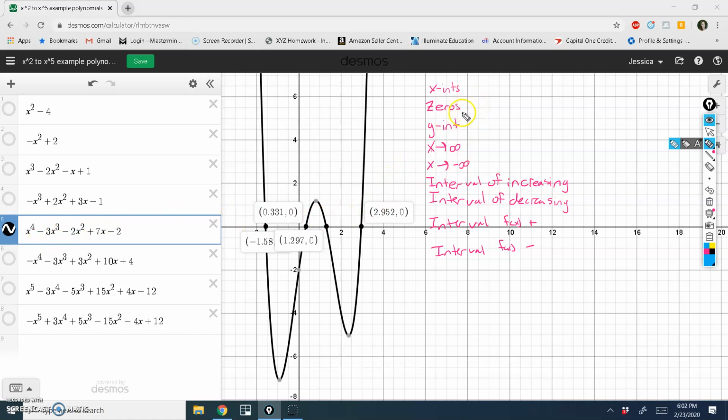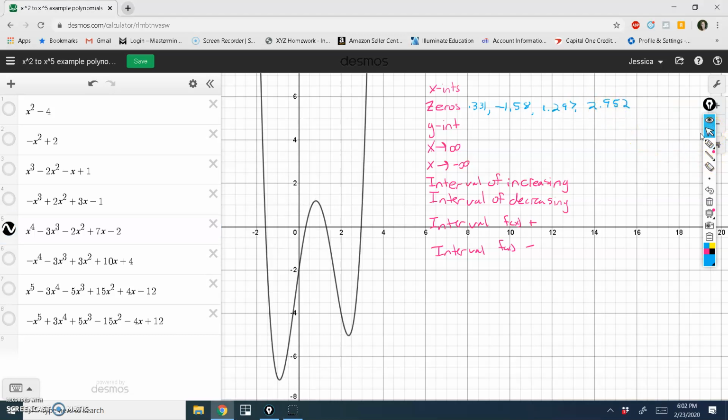So the zeros here, let's see, we have 0.331, we have negative 1.58, we have 1.297, and we have 2.952. Those are our zeros. Alright, where's our y-intercept? Let's see, where does this graph cross the y-axis? It looks like it's right there at (0, negative 2). Also, if we plugged in 0 for x, we would end up with negative 2. The y-intercept is (0, negative 2).